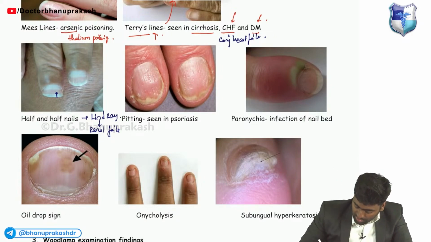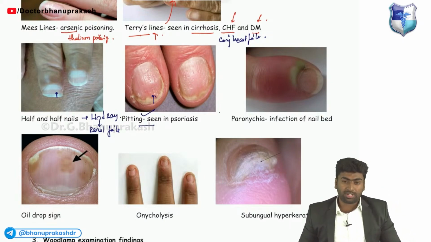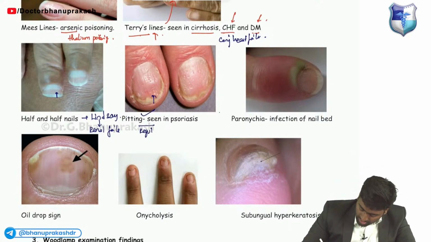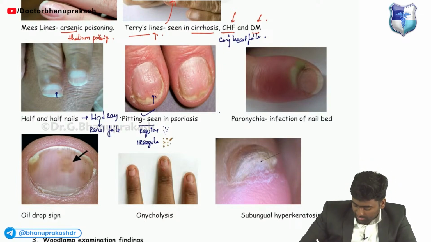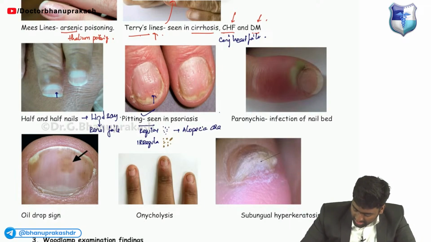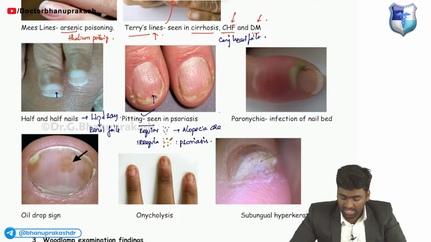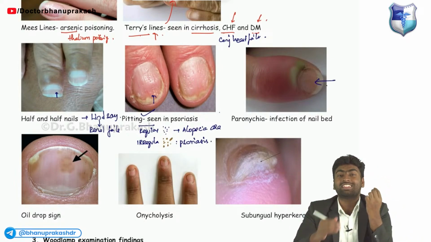Fine. Next, if you are able to see this type of thing, it is known as pitting. There are two types of pitting: regular pitting and irregular pitting. Regular means this is the regular pitting, whereas in irregular pitting you will see one small, one large, one small, one large. Regular pitting will be seen in a case of alopecia areata, whereas irregular pitting will be seen in a case of psoriasis. Okay, psoriasis.